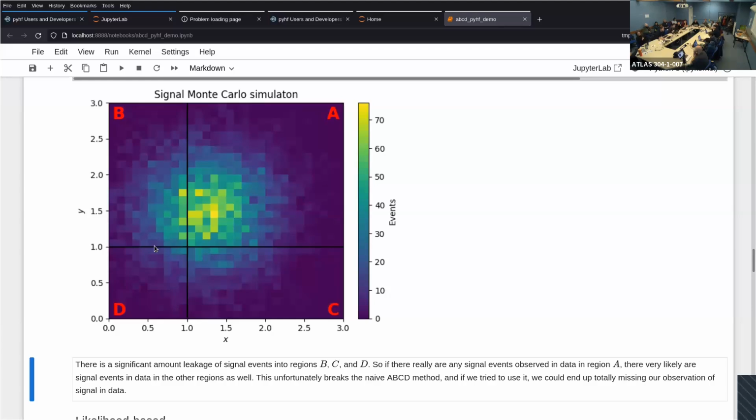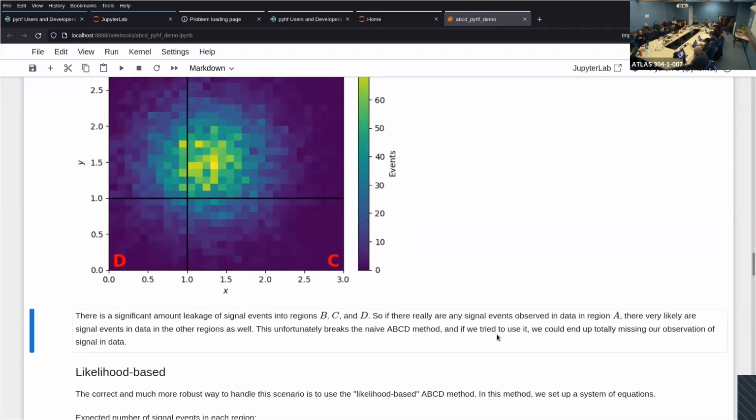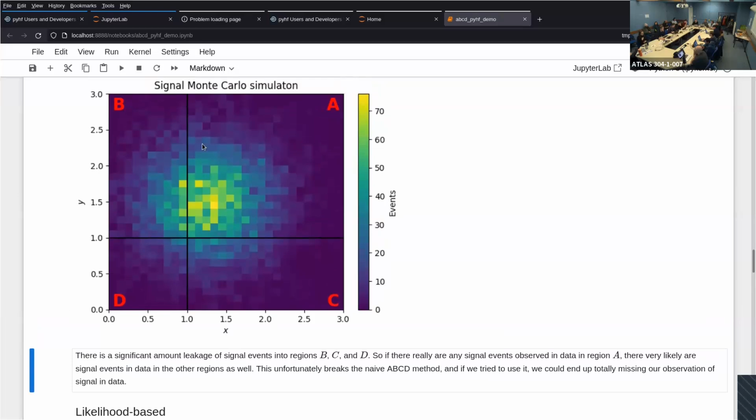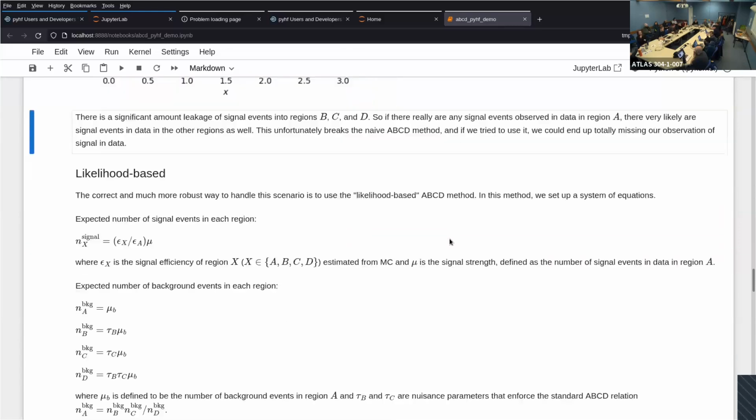So because there could be signal events in B, C, and D, if there really is a signal present, then these control regions are contaminated. So this breaks the naive N_B times N_C over N_D relationship. So if we tried to use it in a data set where there really was signal present, then you could miss the signal. It would artificially inflate the background estimate in region A, and you could hide the signal.